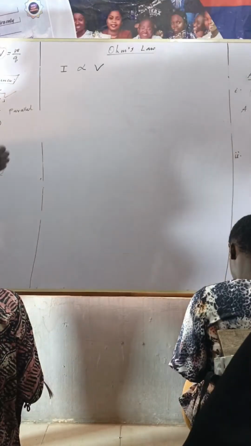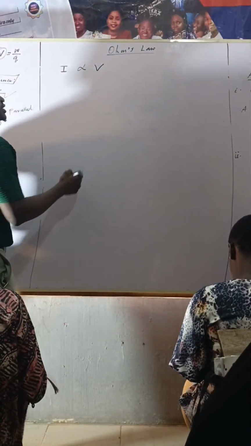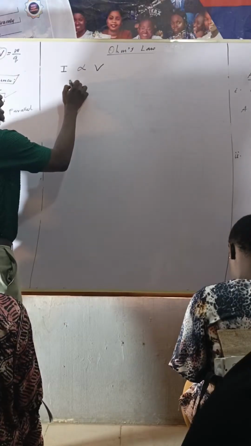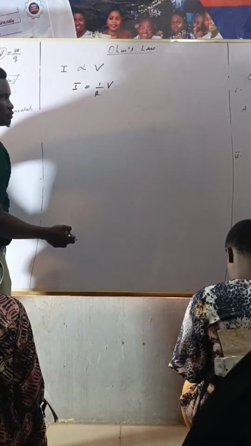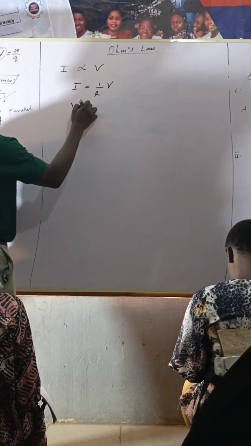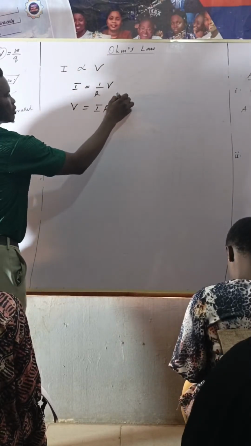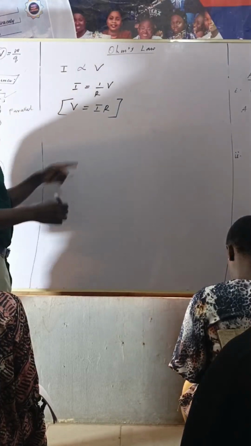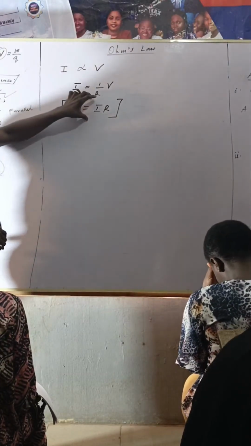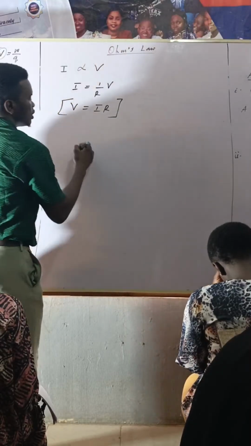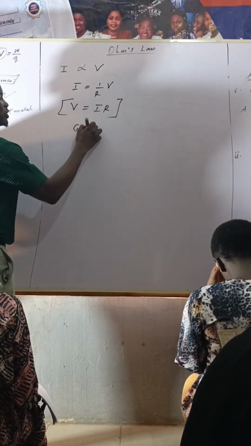Now, let's look at what this part is saying. You can say that I is equal to V over R. This is equal to V over I equals R. That's equal to V. V is equal to IR. This is Ohm's law.